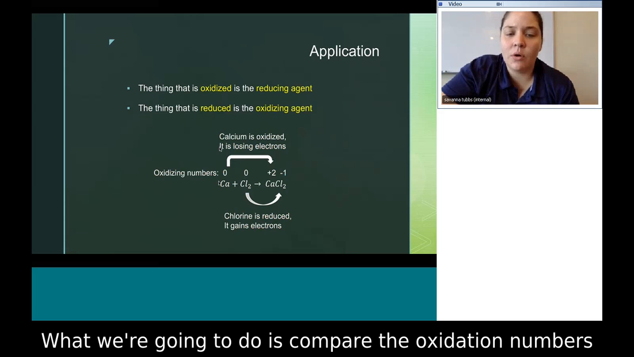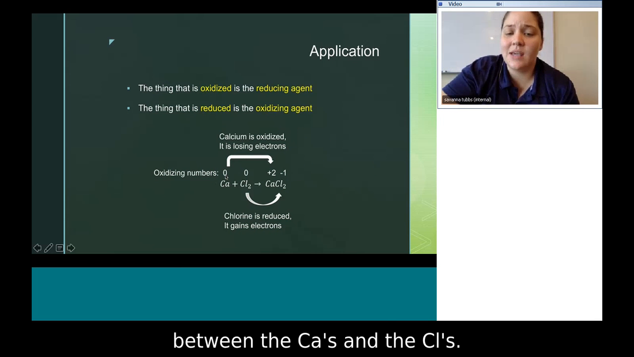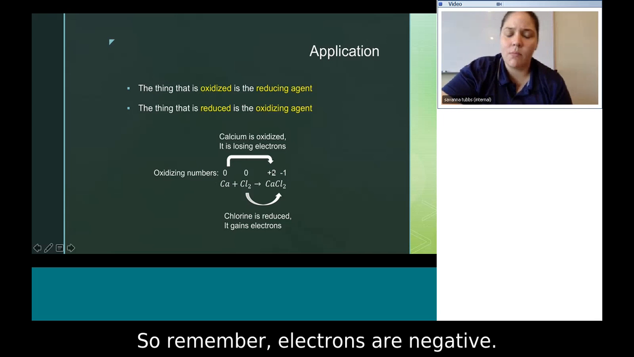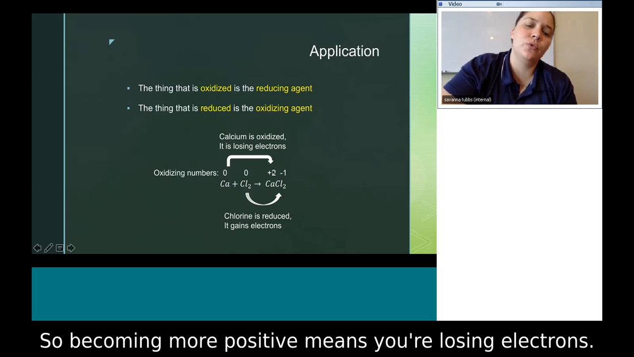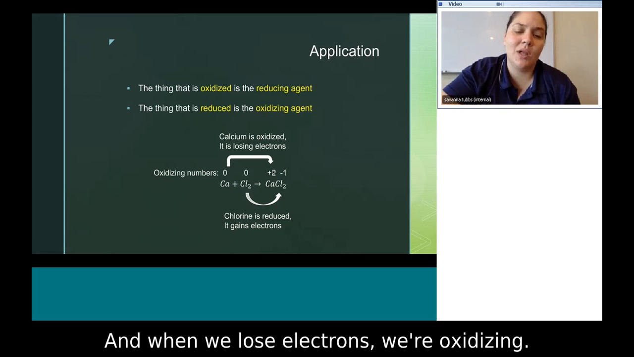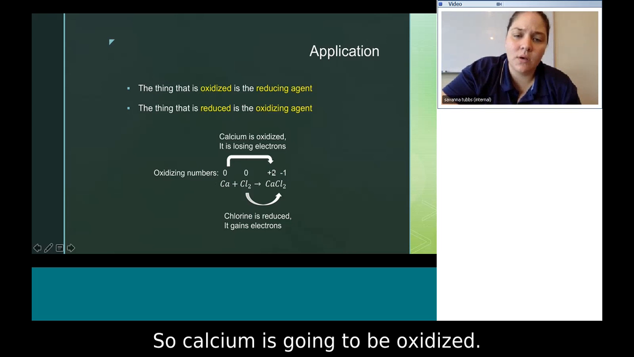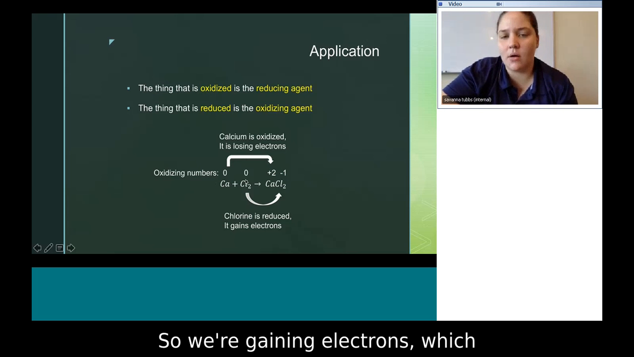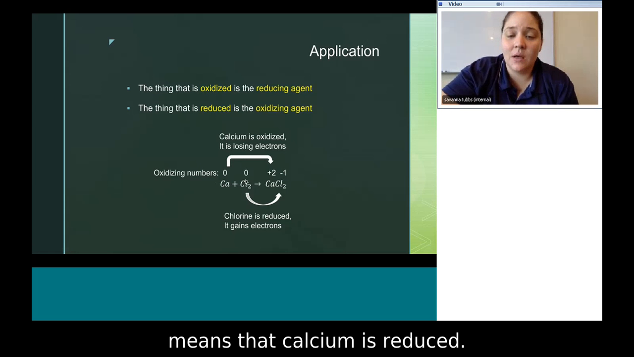What we're going to do is compare the oxidation numbers between the Ca's and the Cl's. So Ca is going from 0 to +2. Remember, electrons are negative, so becoming more positive means you're losing electrons. And when we lose electrons, we're oxidizing. So calcium is going to be oxidized. With chlorine, we're going from 0 to -1, so we're gaining electrons, which means chlorine is reduced.